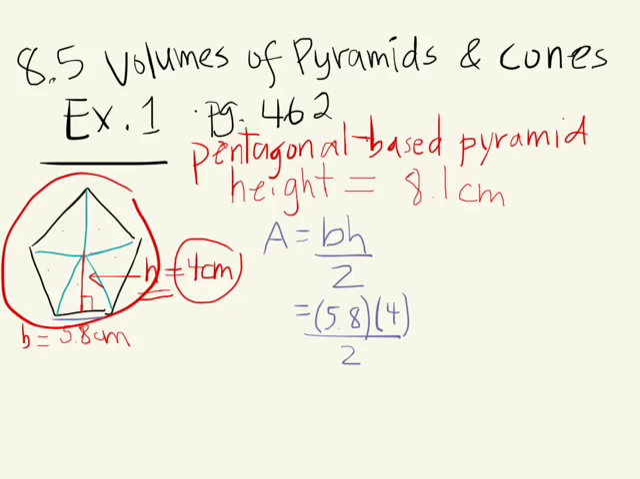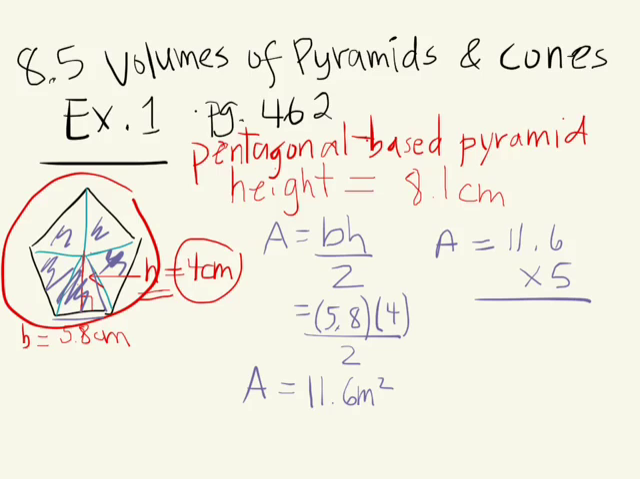Okay, so let me know what you get for the area of one triangle. Okay, so the area of one of the triangles inside the pentagon is 11.6, and there are 5 triangles. So we have to multiply by 5, and what do you get? Approximately 58 centimeters squared. This is the area of the base of the pyramid, I meant of the pentagon.